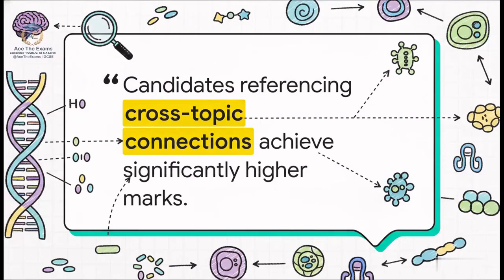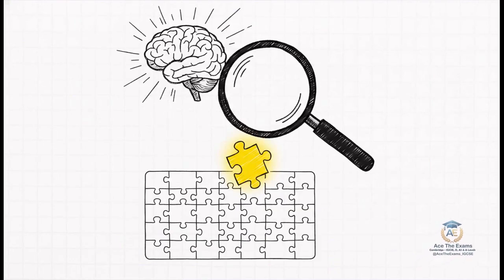And if you want to push into those absolute top bands, listen to this quote pulled straight from a principal examiner report. Candidates referencing cross-topic connections achieve significantly higher marks. You see, the theoretical architecture of transcription doesn't just exist in a vacuum. It rests on precise definitions and, crucially, your ability to integrate this specific mRNA formation process with totally different areas of your biology syllabus. Now, in just a moment, I'm going to reveal a specific examiner clue that completely changes how you structure a transcription answer. It's a real game changer. But first, you really need the framework that makes that clue completely obvious.